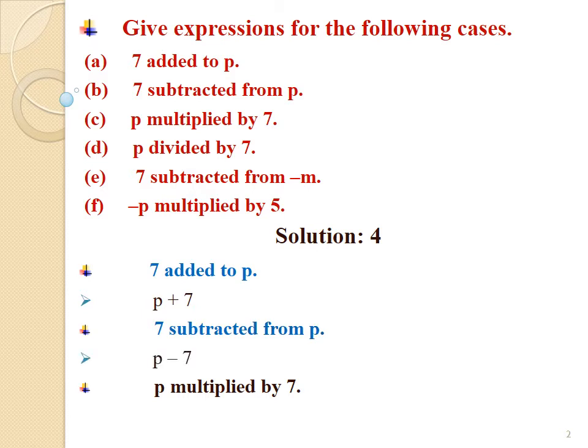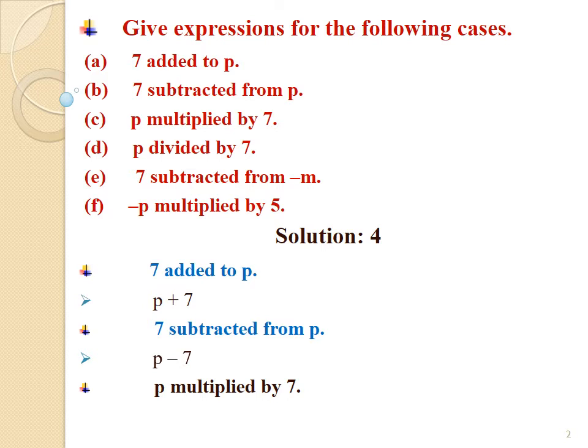Students, note that you have to write p minus 7 and not 7 minus p, as 7 is subtracted from p and not p is subtracted from 7. Students, if we write 7 minus p, then you will get an incorrect answer.